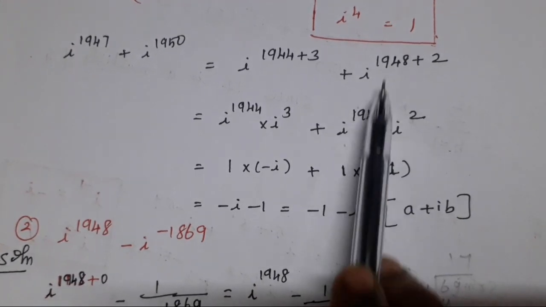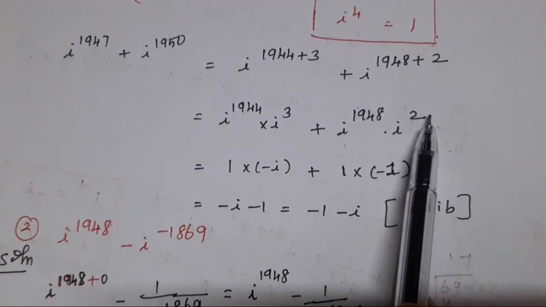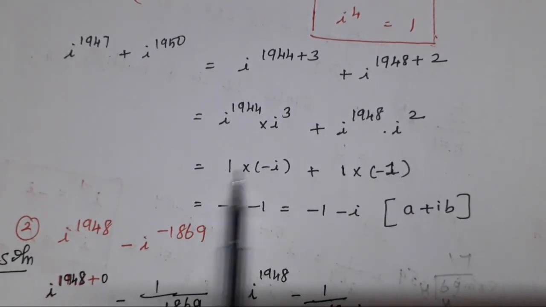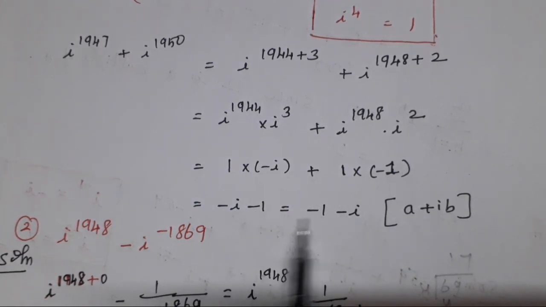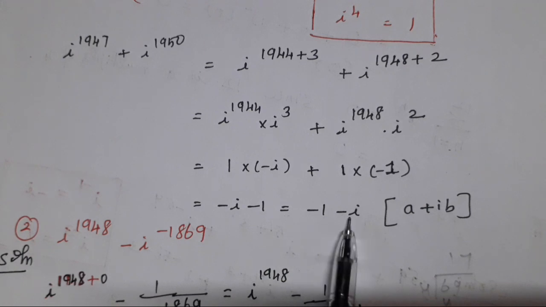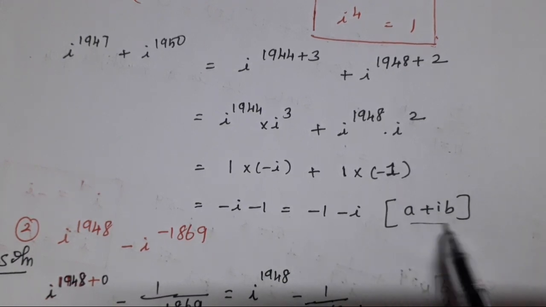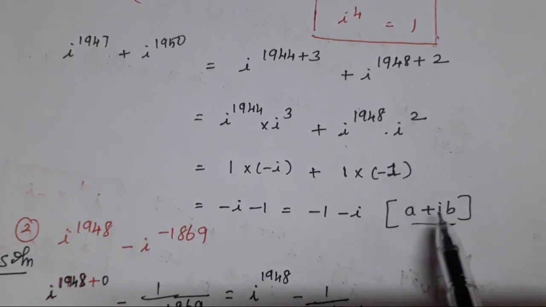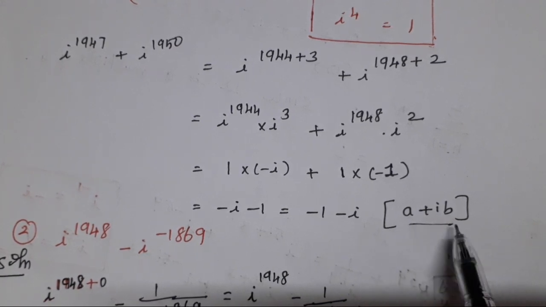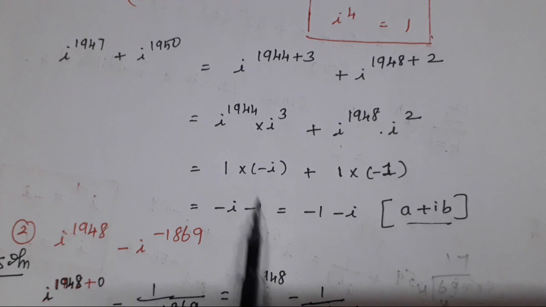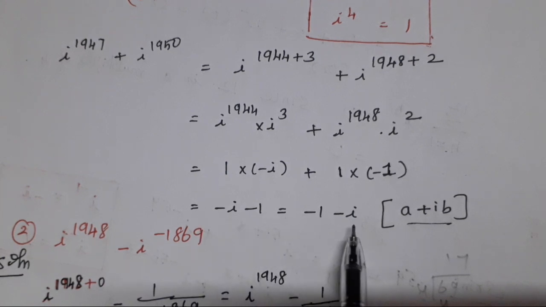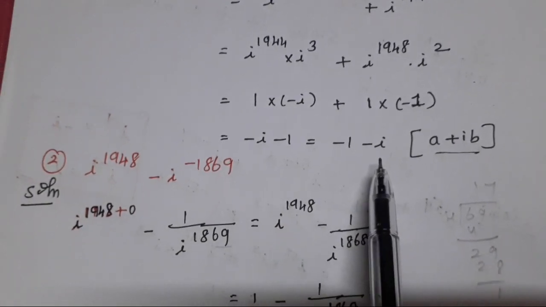So i power 1948 into i square. i square value is what? Minus 1. So 1 into minus 1 is minus 1. 1 into minus i is minus i. So rewrite in the form of minus 1 minus i. That is nothing but the complex form. This is the complex number in the standard form a plus ib, where a is the real part and b is the imaginary part. So rewrite the answer always as minus 1 minus i in the complex number.